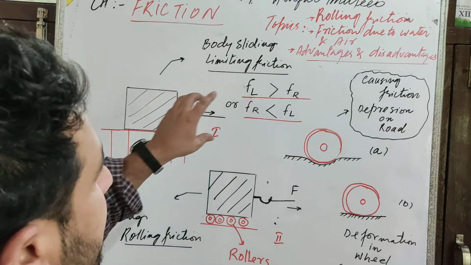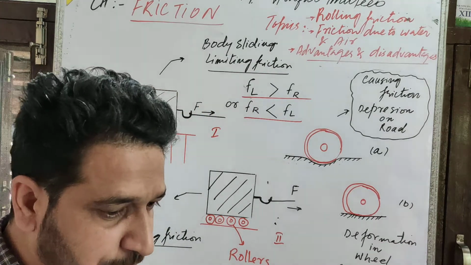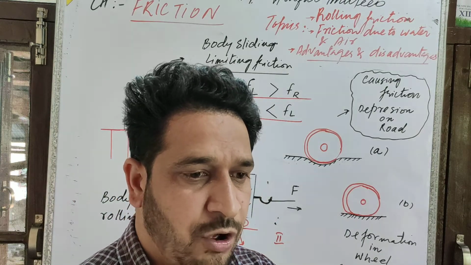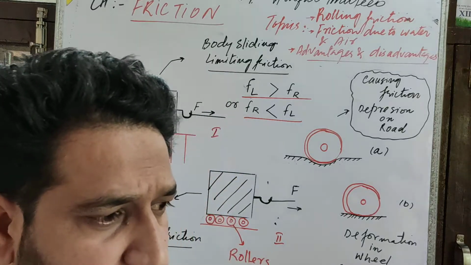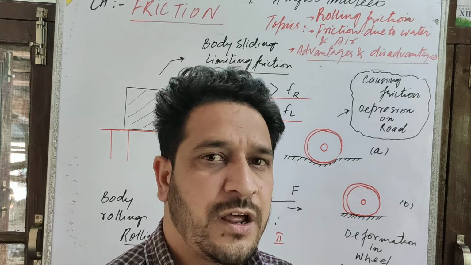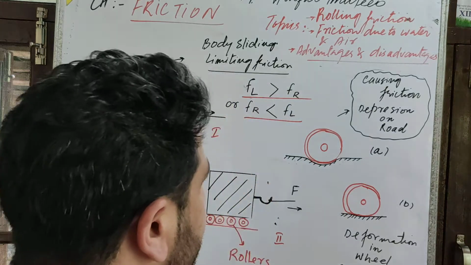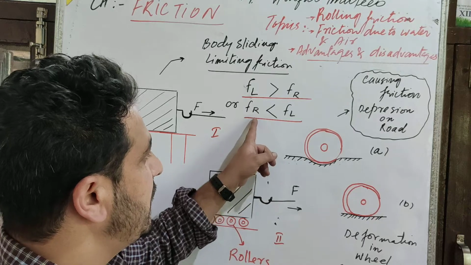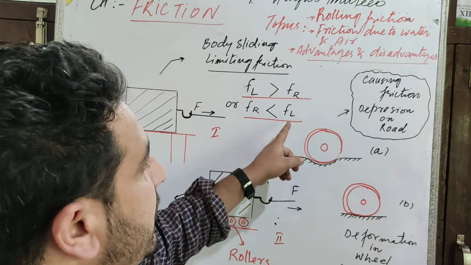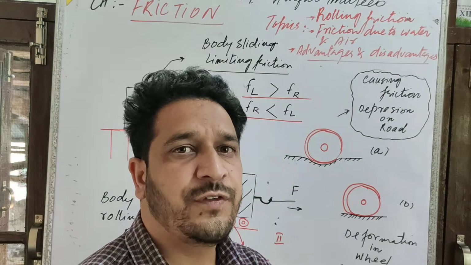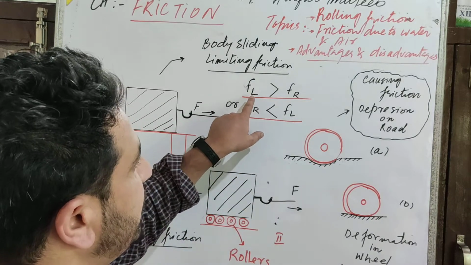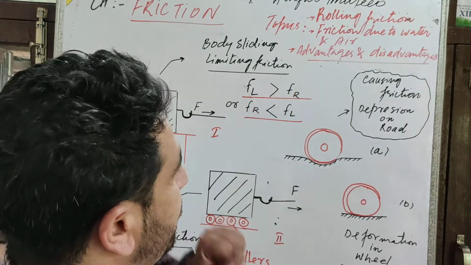First of all, what is rolling friction? It is friction due to a wheel. When a wheel moves on the ground surface, there is also a friction that is known as rolling friction. Rolling friction is very much less as compared to limiting friction. Limiting friction applies to those objects which slide on other objects, and the limiting friction is always greater than the rolling friction.